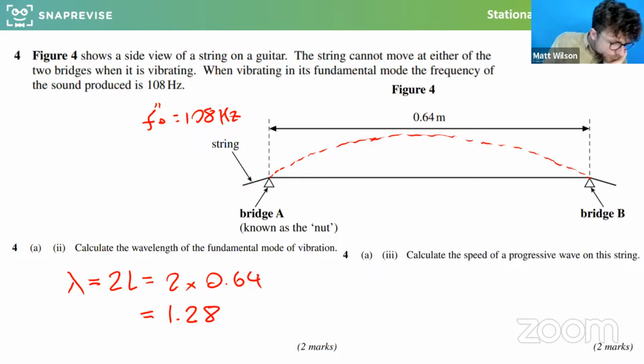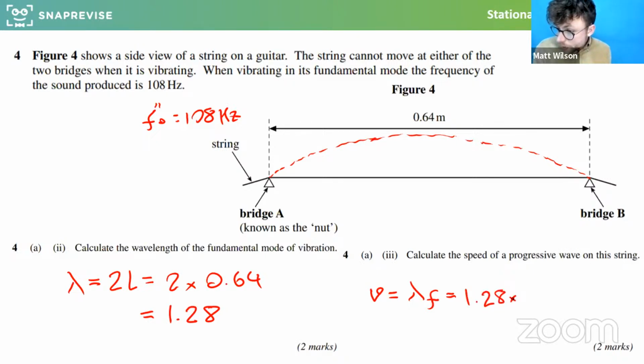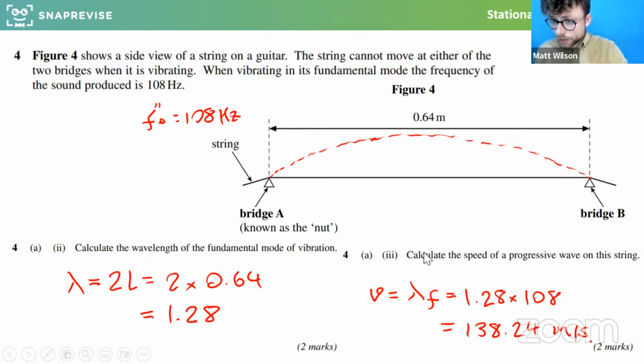Okay. Calculate the speed of a progressive wave on this string. Well, the speed of any wave is given by the wavelength times the frequency. That's not something we introduced today, so this is just for a bit more practice, and I'll just write it here. Okay, so the wavelength we already said was 1.28 meters. The frequency we already said was 108 hertz. So we just have to multiply them together, and then that'll be 138.24, and that's going to be in meters per second. All right, good.